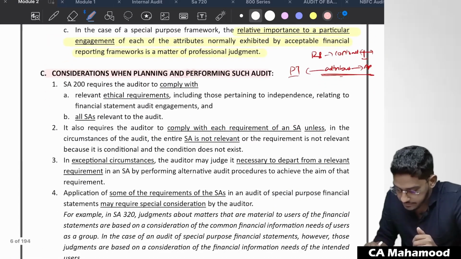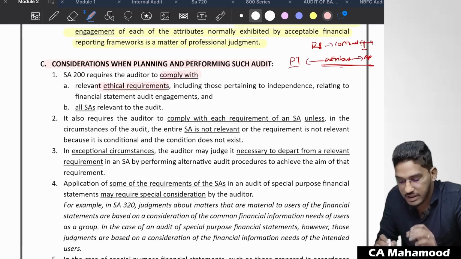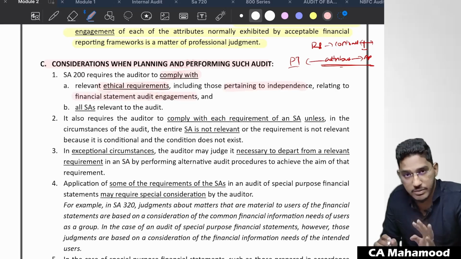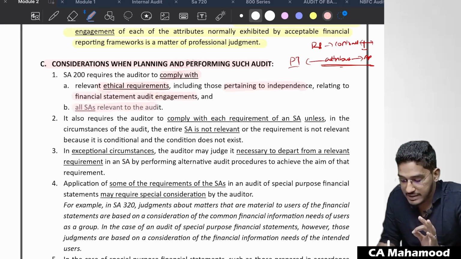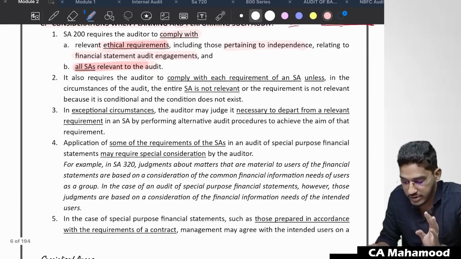So if you come here, SA 200 requires the auditor to comply with relevant ethical requirements, including those pertaining to independence, relating to financial statement audit engagements, and all SAs relevant to the audit. So as an auditor, you have to comply with ethical requirements, and all relevant standards also you have to comply.